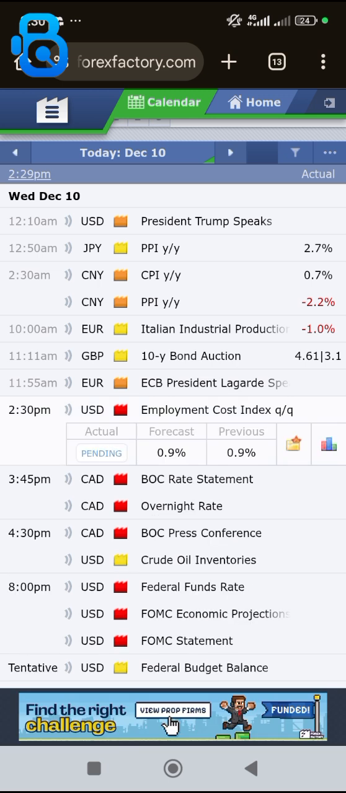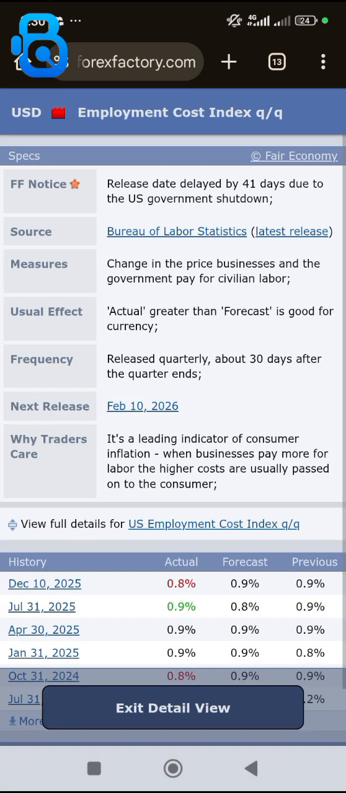Oh, we are there. So the forecast for this breaking news is 0.9%. If the actual is greater than the forecast, it means it is good for the currency. Okay. Actual is 0.8%. Means people will be selling the United States dollars to buy gold because the actual is now less than forecast.